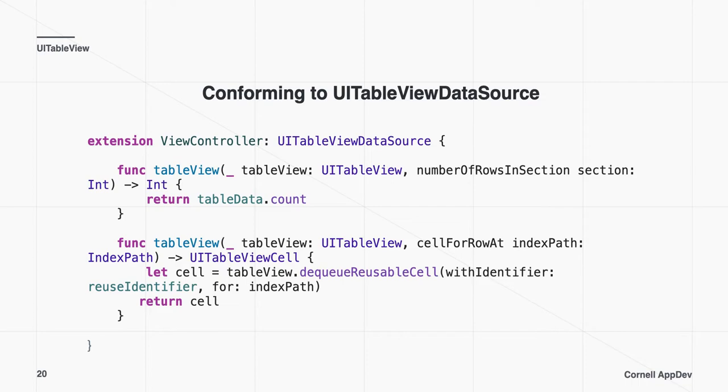So that's why when you extend the view controller to UITableViewDataSource, it will require you to implement numberOfRowsInSection and cellForRowAt. These two are the most important functions that you have to implement, because that's where you define how many rows you should show, and what kind of data to put in each cell.